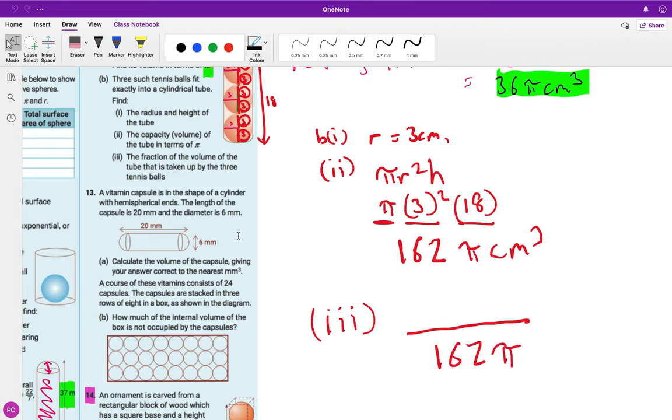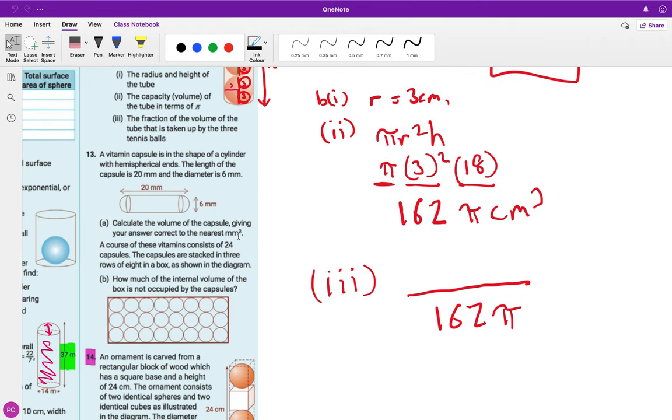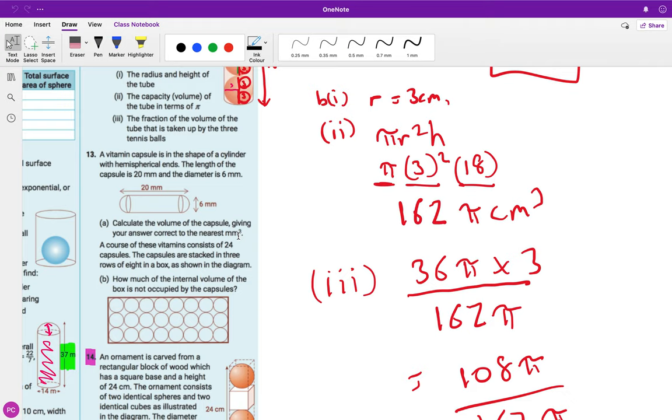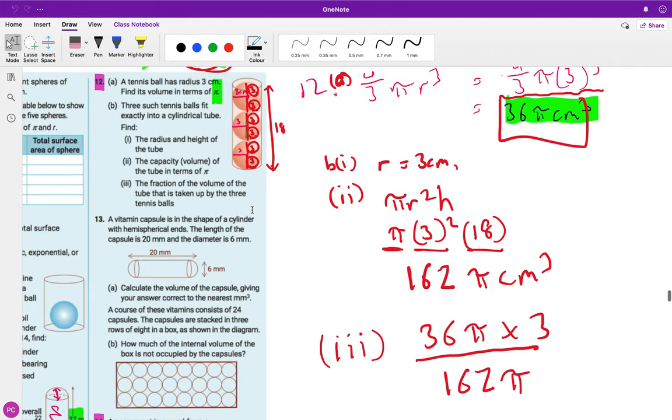We also know that the volume of one tennis ball is going to be 36 pi. So it's going to be 36 pi by 3 for the 3 tennis balls over 162. So 36 by 3 is 108 pi over 162 pi. And 108 over 162, unless I'm mistaken, is 2/3. So 2/3 of the cylinder is going to be taken up by tennis ball. The rest is going to be empty space.